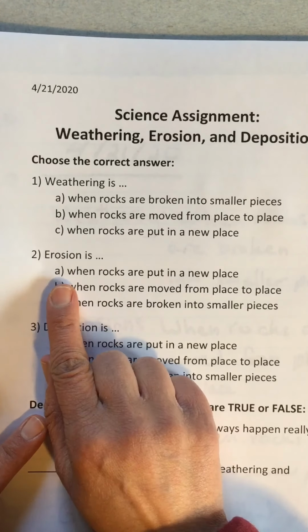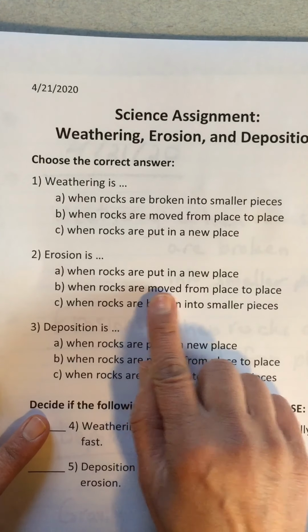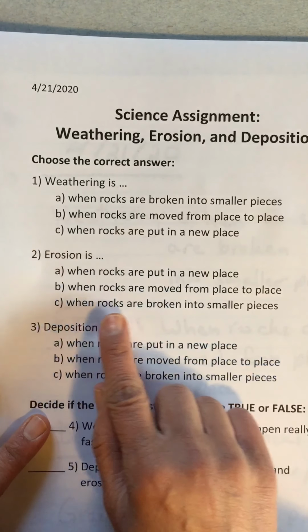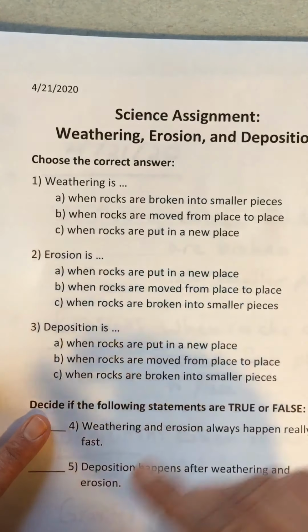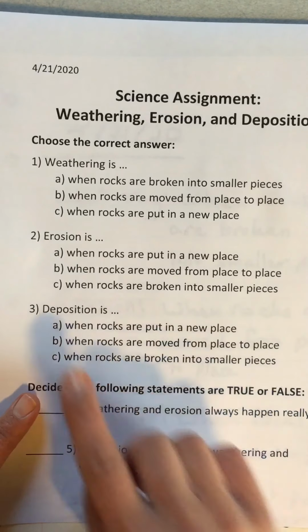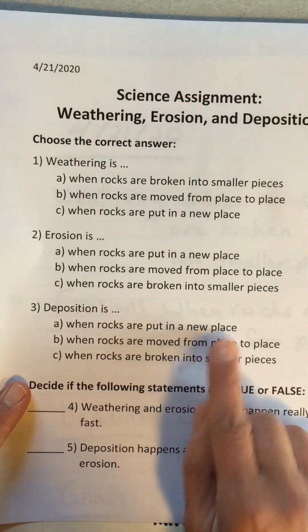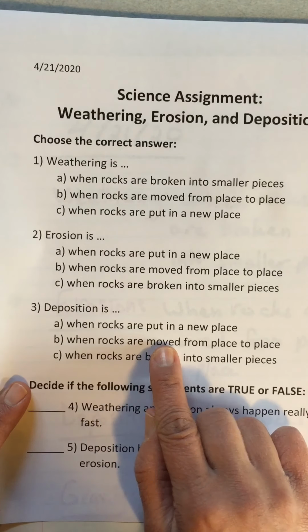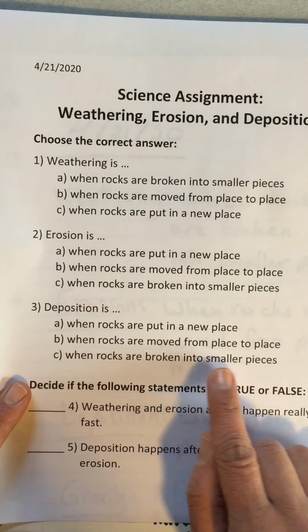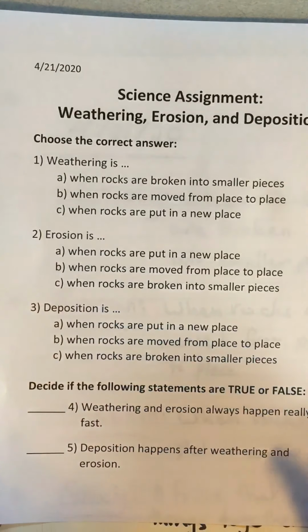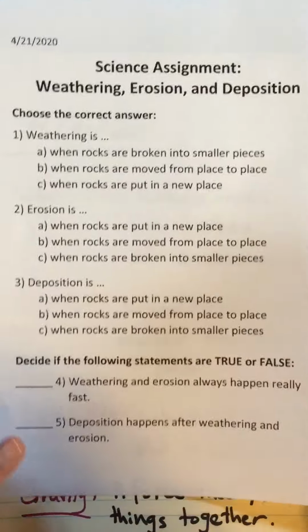Okay. Erosion is when rocks are put in a new place, when rocks are moved from place to place, or when rocks are broken into smaller pieces. Which one is erosion? Now we're going to look at deposition. Deposition is when rocks are put in a new place, when rocks are moved from place to place, or when rocks are broken into smaller pieces. You got to pick one. And remember, if you don't know, look at what we wrote originally, okay?